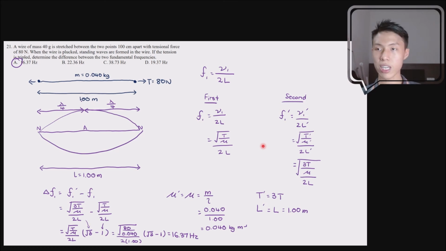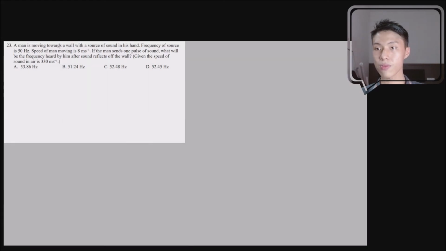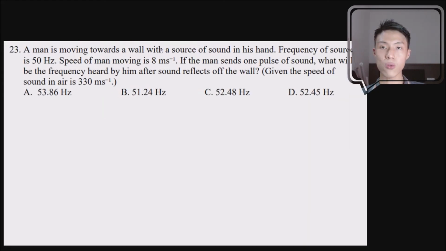Let's move on to the next question. Question 23. A man is moving towards a wall with a source of sound in his hand. The frequency of the source is 50 Hertz. The speed of the man is 8 meters per second. So the man is holding a source of sound, maybe a speaker, and the speaker is producing a sound of 50 Hertz. Okay, a certain pitch.